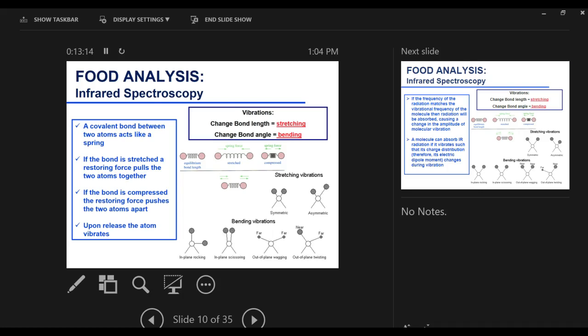But anyway, there are different types of stretching and bending, and when the molecule absorbs the light, it goes into this higher vibration state, and then when it releases and goes back to the ground state, it releases its stretching and bending, basically. It restores to its original vibrational state.